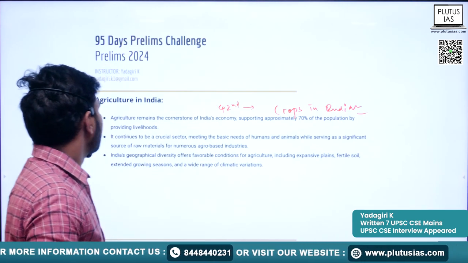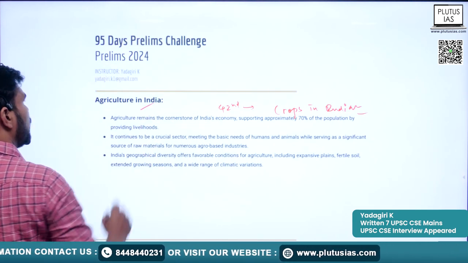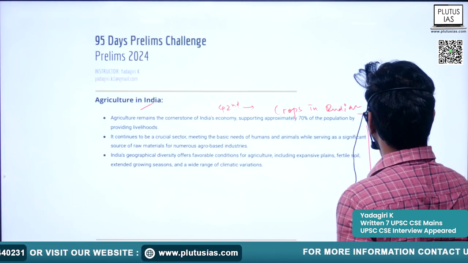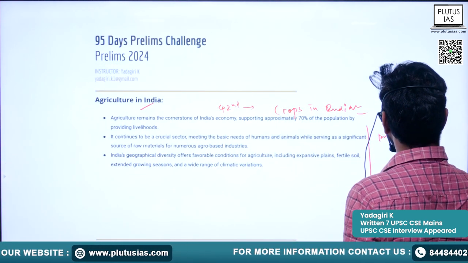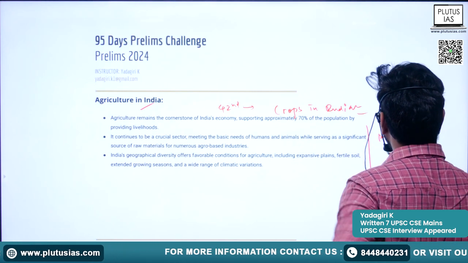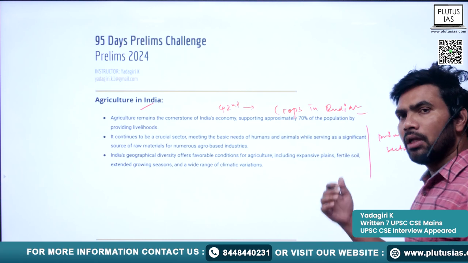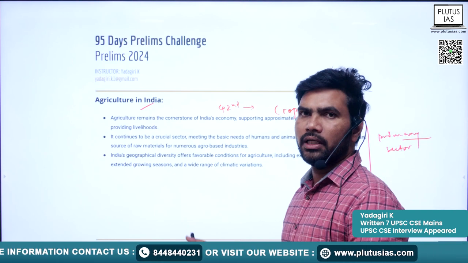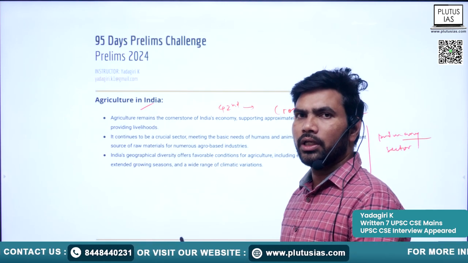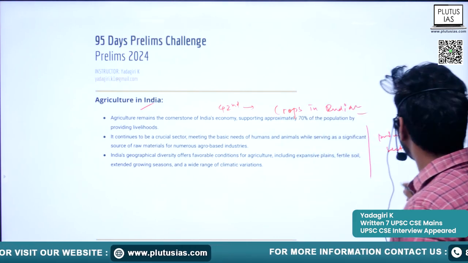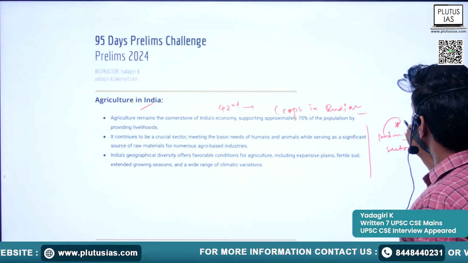So agriculture in India. As you all know, it is still the primary sector. When we divide the economic sector into three categories, primary, secondary and tertiary sectors, agriculture comes in the primary sector. So that is one sense.